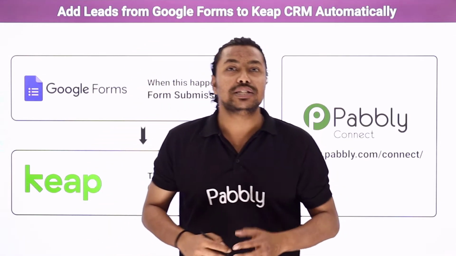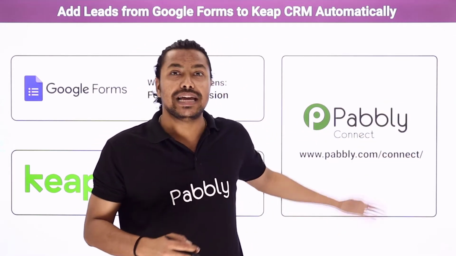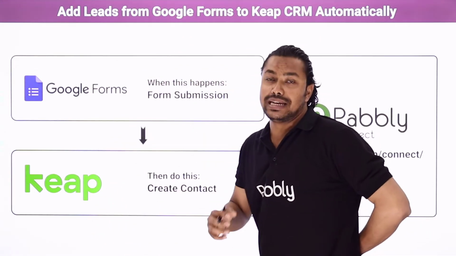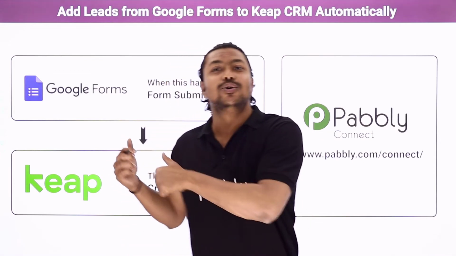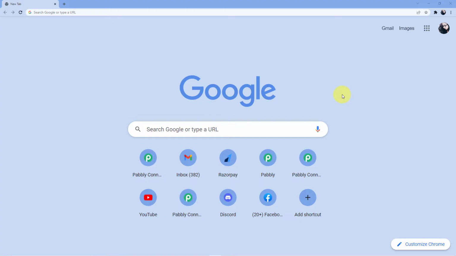Now to do this automation, we are going to use an integration and automation software service, Pabbly Connect, which will help us connect Google Forms and Keap CRM automatically. Now if you want to learn how to do this automation, you have to come with me to the screen. And we are here at our screen.